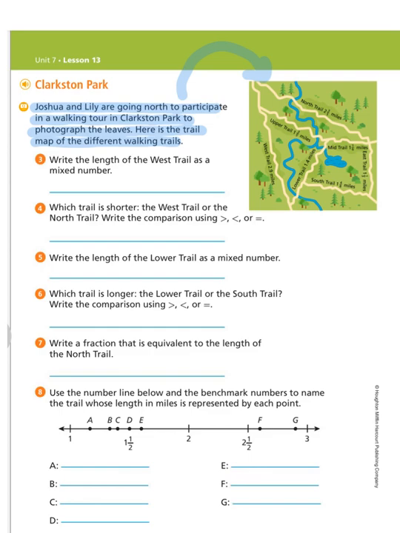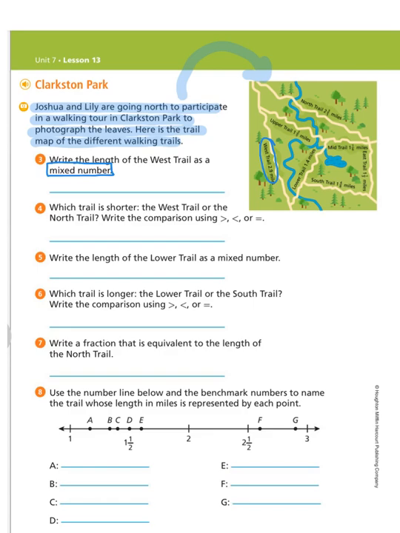Number 3 says, write the length of West Trail as a mixed number. So let's find West Trail. Here it is right here. Right now it says that West Trail is 2 9/10 mile. Now they want me to write that as a mixed number. When I see mixed number, I should be thinking fraction. Pause this video and write the West Trail's length as a fraction instead of a decimal. When you're done, see if you got it right.